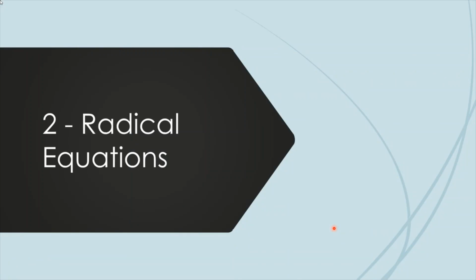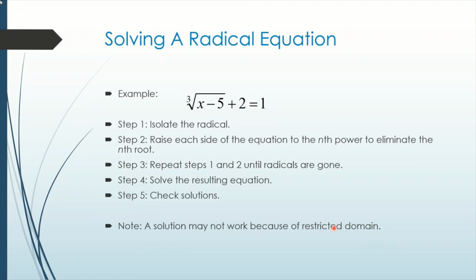Let's move to radical equations. Radical equations are quite nice, but you do have to check them. So here are the steps. First is you want to isolate the radical. And let me point out the radical. Whether it be a square root, cube root, or whatever, you want to isolate it. So that means you want to get rid of this plus 2, so you subtract 2 from both sides.